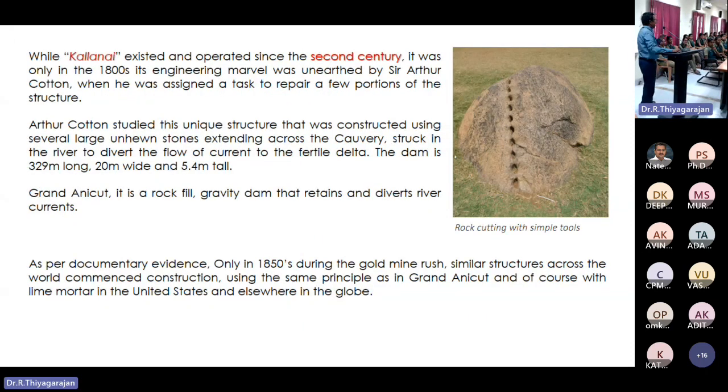You can find that this dam is about 329 meters long. And look at the width, it is almost 20 meters. So they laid a series of rocks on the bed. The difference between the other developments across the globe and the developments that happened at that time in India, in Trichy for instance, is that we already started to use clay as a binding material between these two rocks.